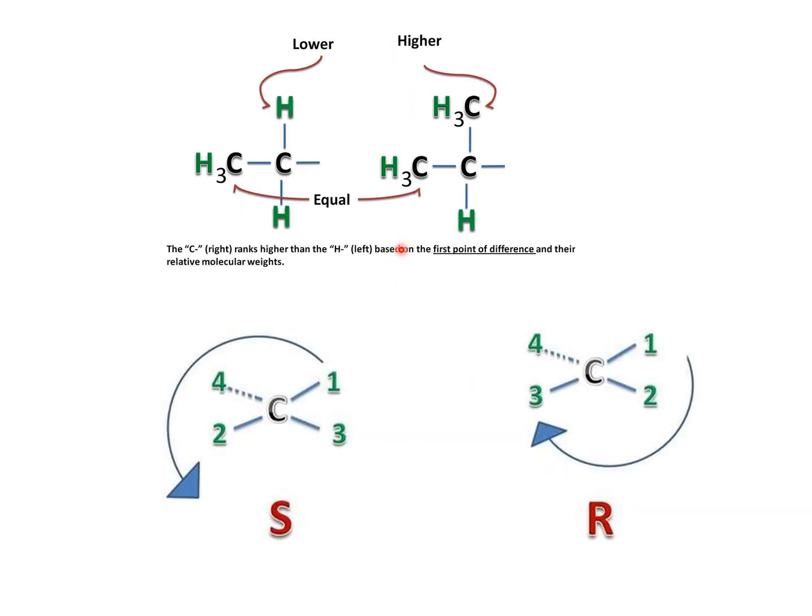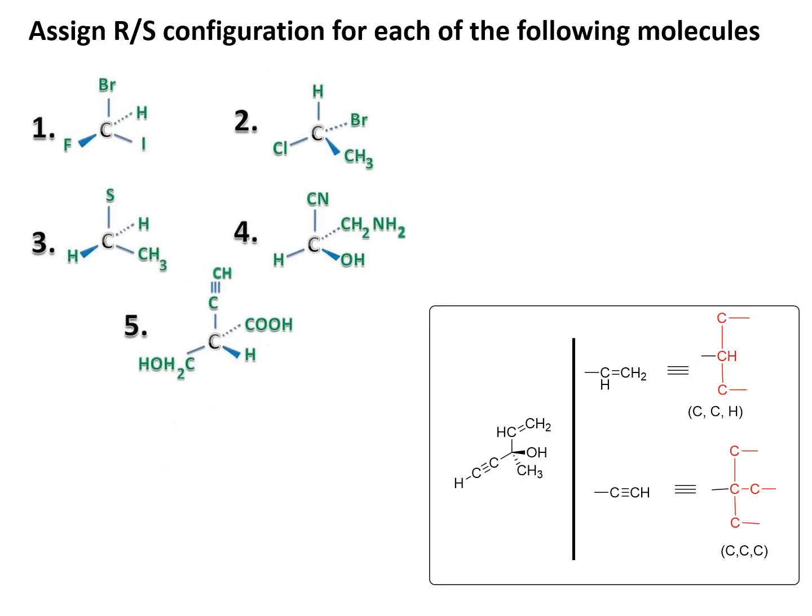One more example, which is higher and which is lower. On the left-hand side, this group is lower, whereas on the right side you have higher priority. Accordingly, the configuration also will differ. On the left side you have S configuration, on the right side R. Some more examples. So we have to assign the configuration for the following. This can be done as homework.